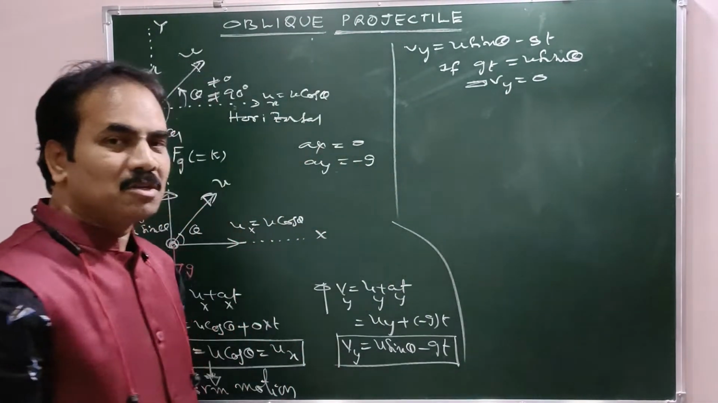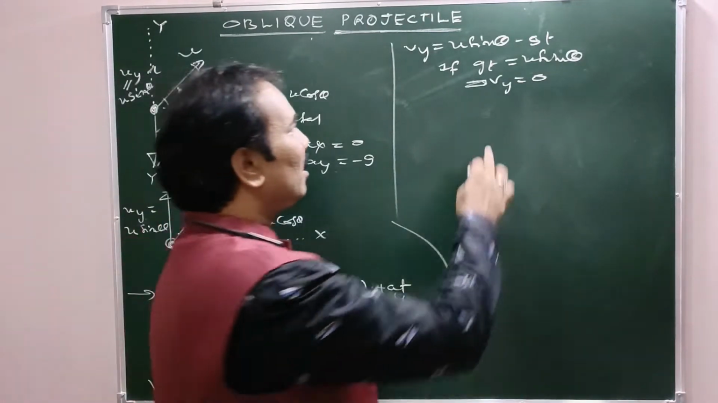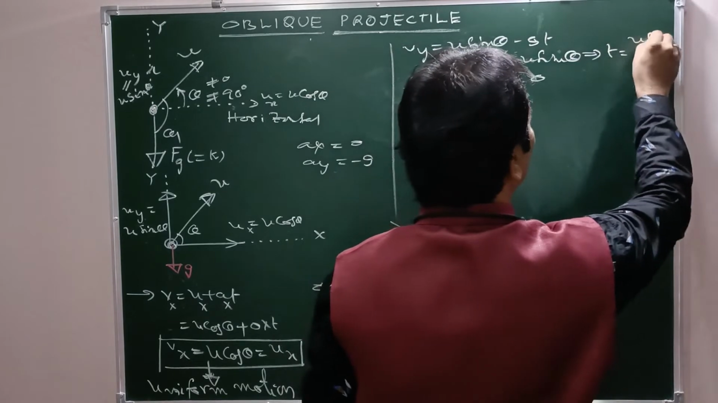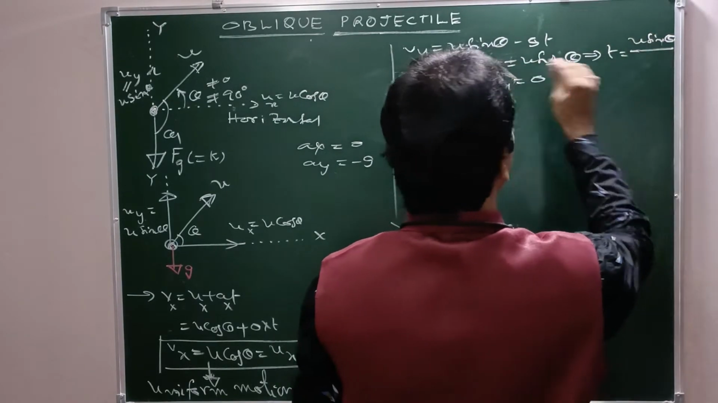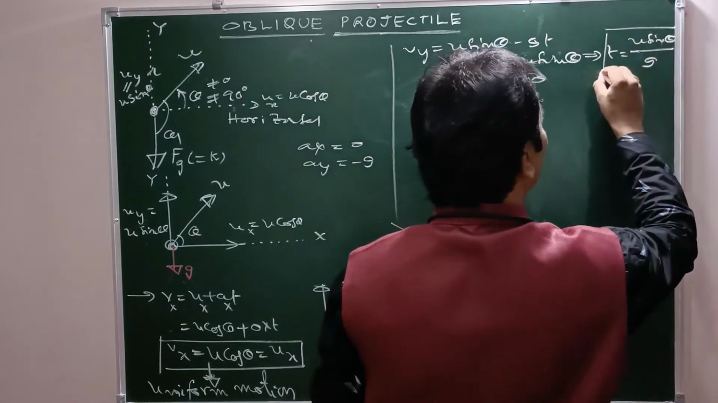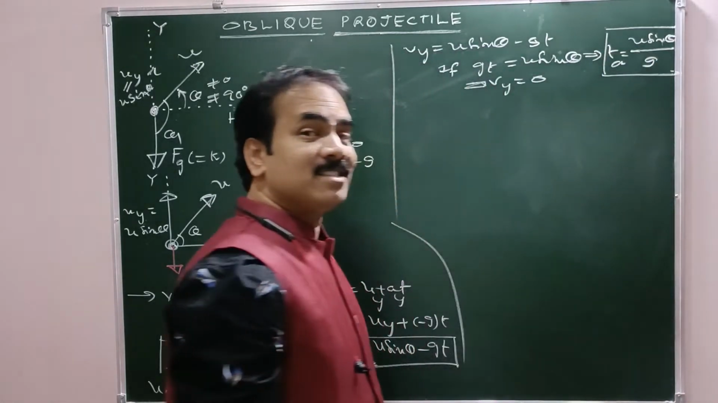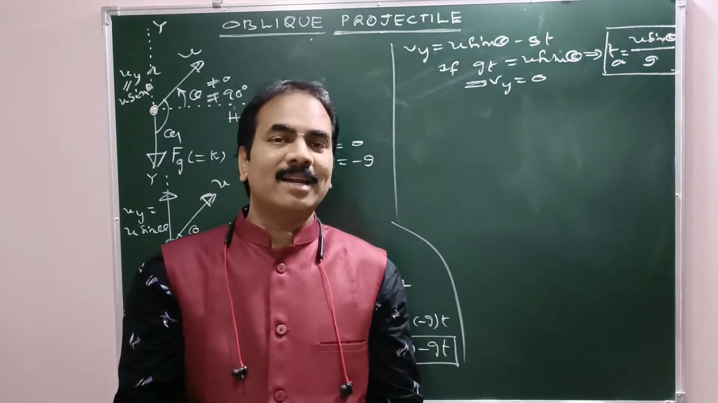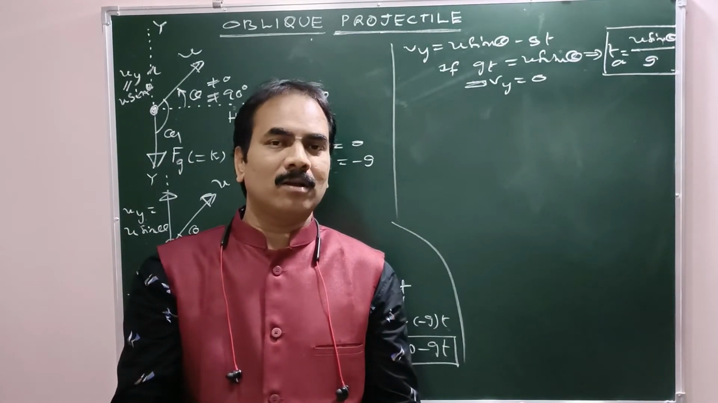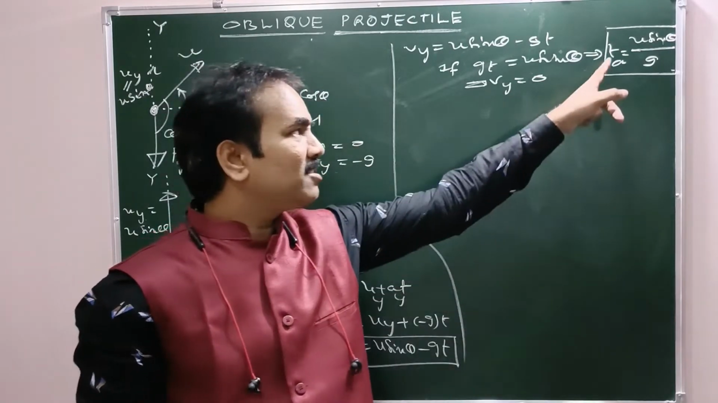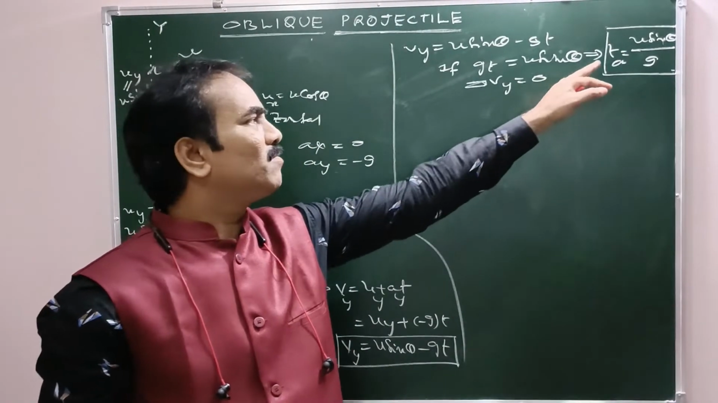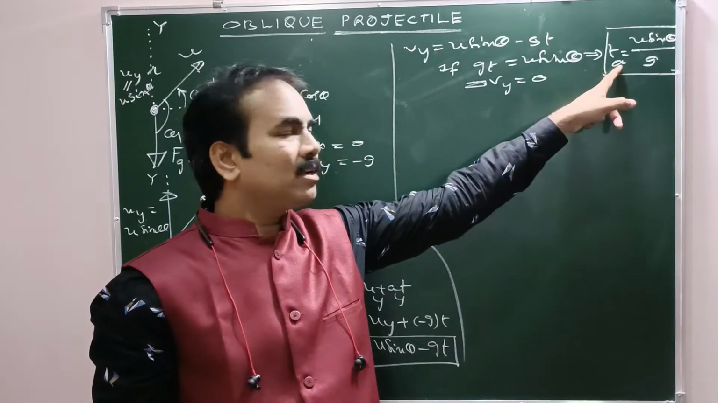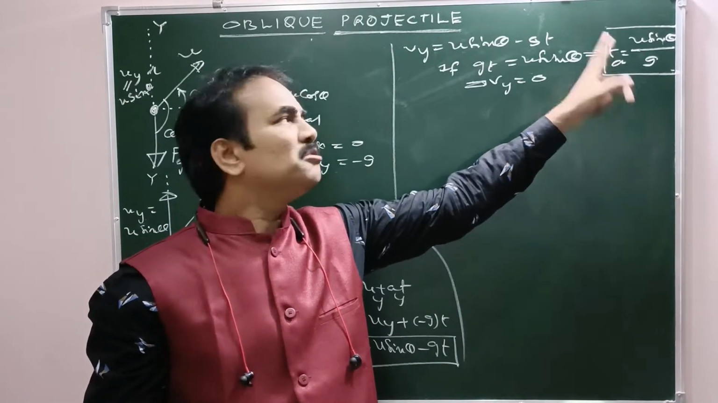Vertical velocity is 0 at some instant. At what instant? Make it subjective. That is t equal to u sin theta by g. In fact, this is the time of ascent. When a body is projected vertically upwards, the time in which it reaches the highest point, just before its velocity becomes 0, is known as the time of ascent. So this is the expression for time of ascent. That is the time in which its vertical velocity is 0.